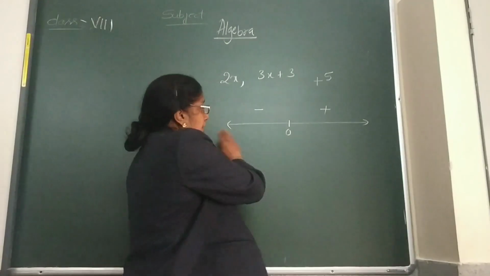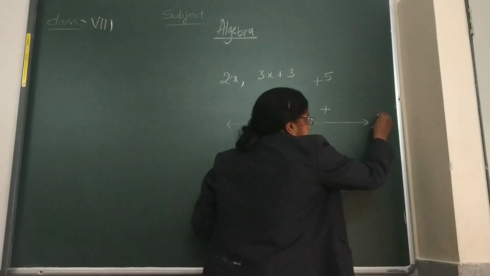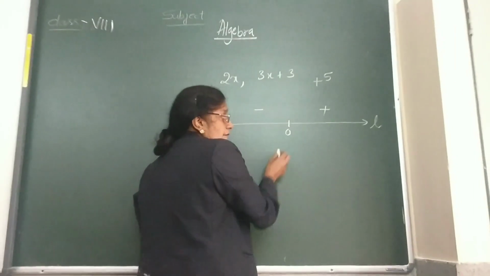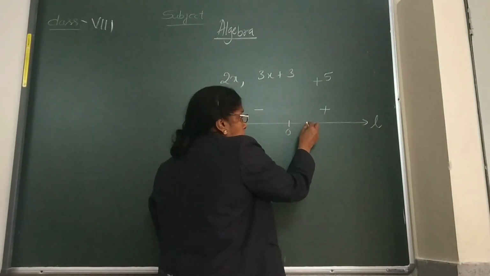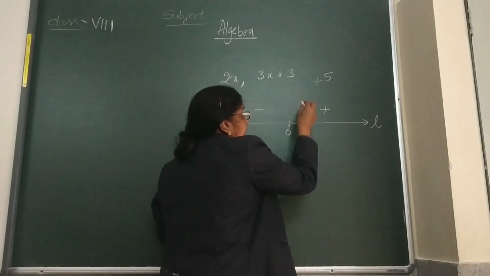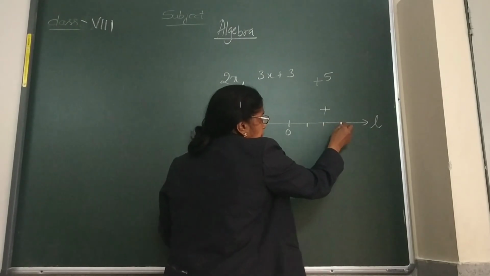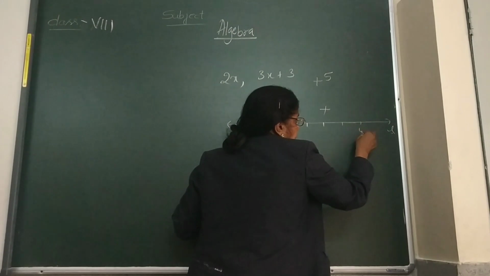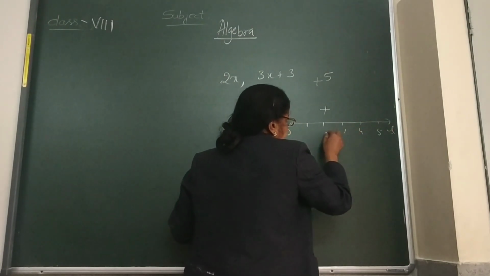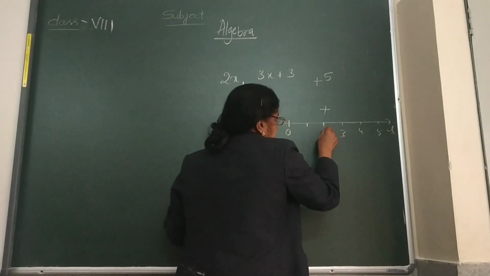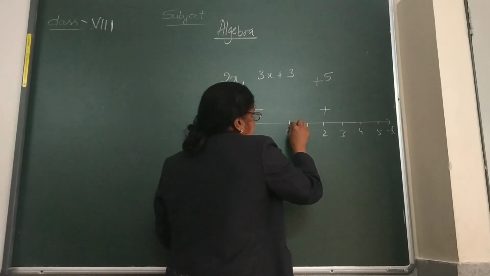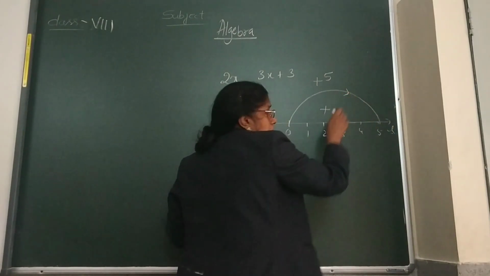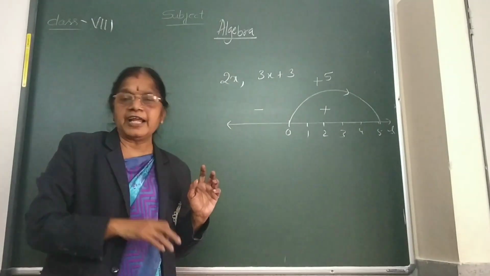So we know that we'll draw a number line like this. Let this number line be named L. Then what shall I do? 0 I will mark. From 0 I will take 1 centimeter magnitude as 1 unit. So 1 unit, 2 units, 3 units, 4 units and 5 units. So from 0 to 5 is full. We call it plus 5.